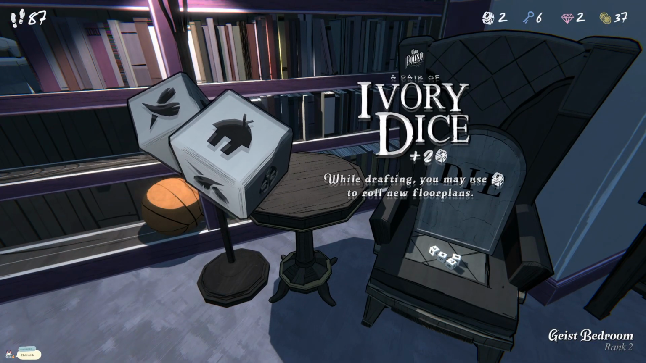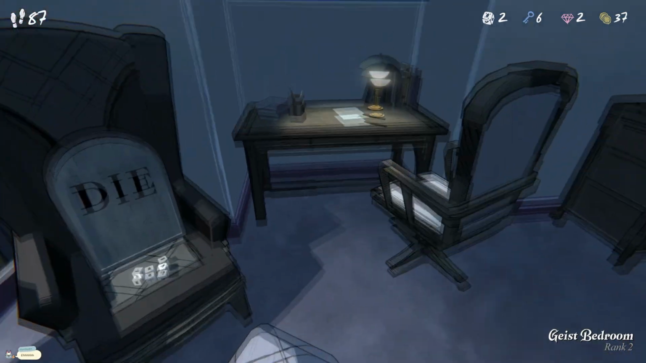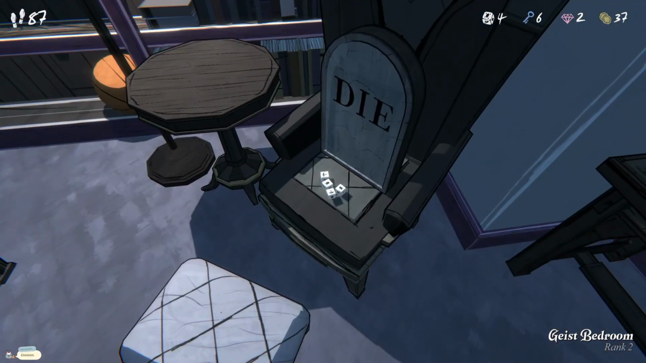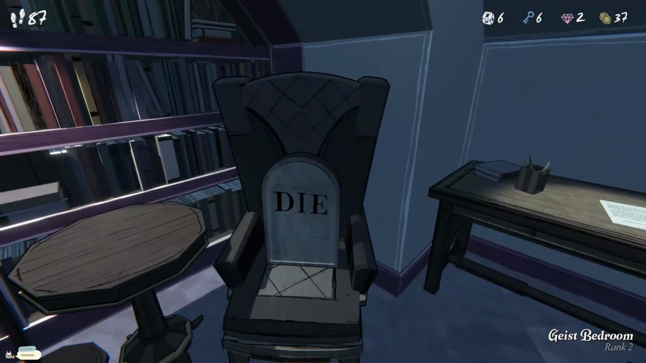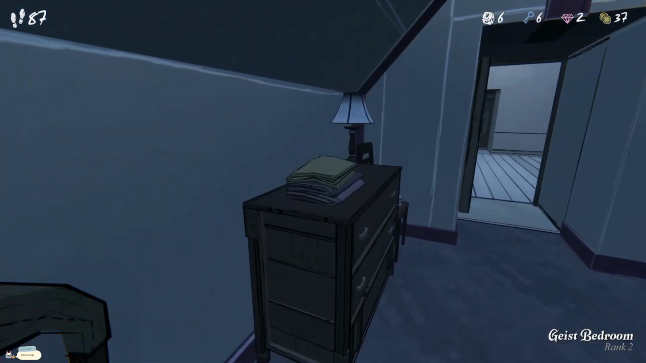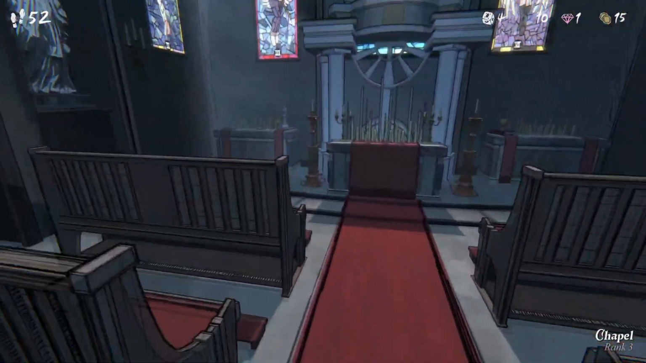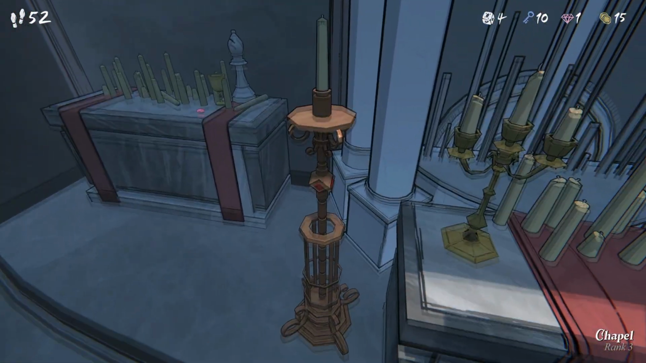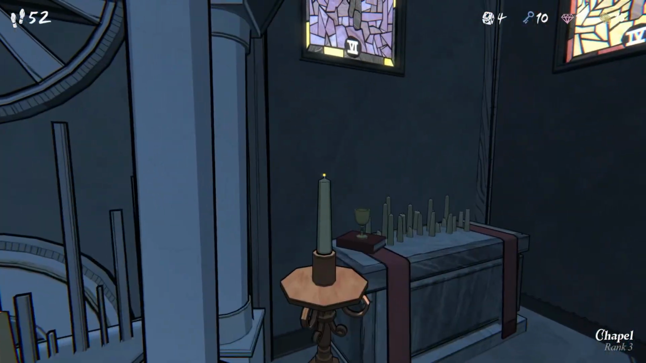There we go. Oh, that's what happens. Ha ha ha ha. If I get my Geist room while I have a tomb on the estate, it just has a tombstone that says die. Here's the chapel. And we can light these stupid things. Because I have this.